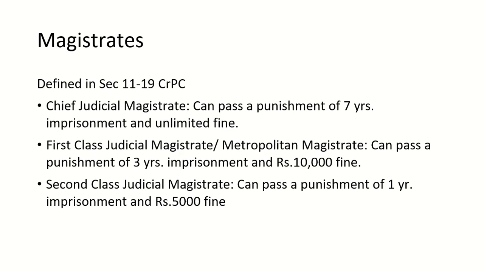About the various types of magistrates. Magistrates are defined in section 11 to 19 of CRPC. So, Chief Judicial Magistrate can pass a punishment of 7 years imprisonment and unlimited fine. First class judicial magistrate or metropolitan magistrate can pass a punishment of 3 years with 10,000 rupees fine. Second class judicial magistrate can pass a punishment of 1 year imprisonment with rupees 5,000 fine.